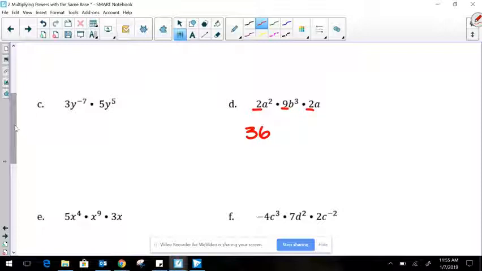Okay, and then I have 2 different letters. So let me kind of highlight these. I have A. I'm going to put a 1 there just so we don't forget about that. And then I have B's. Let's start with our A's. I usually do it in alphabetical order. Okay, so I need to add my exponent. So I have 2 plus 1 is 3. So I have A to the 3rd. And then my B, there's nothing else, so it just stays B to the 3rd. We check, okay, none of them are negative. We're good.